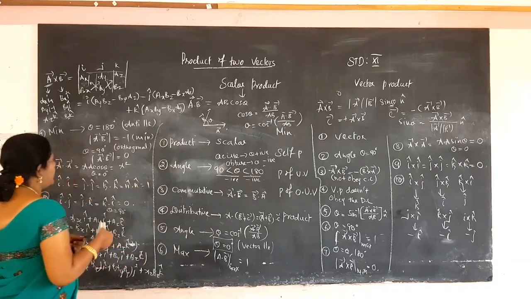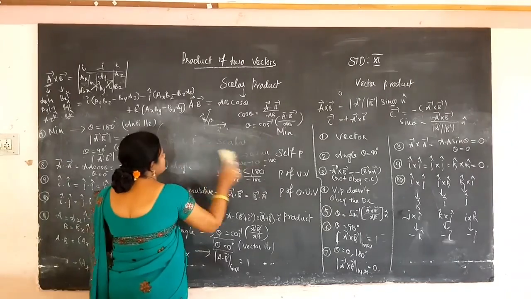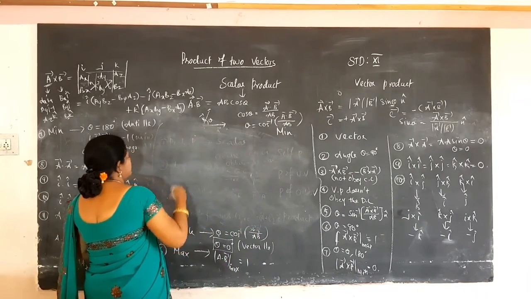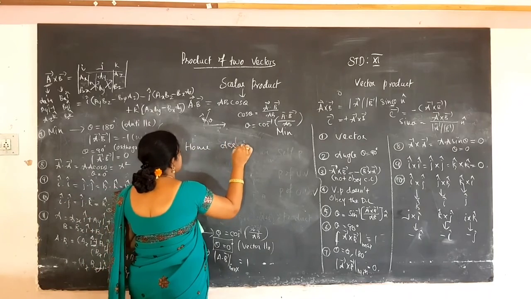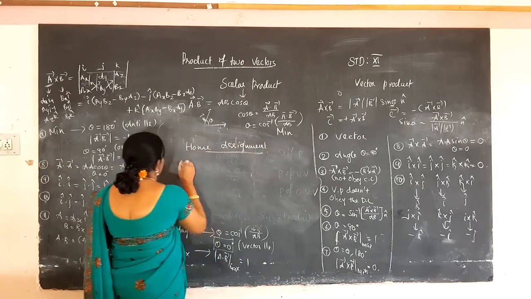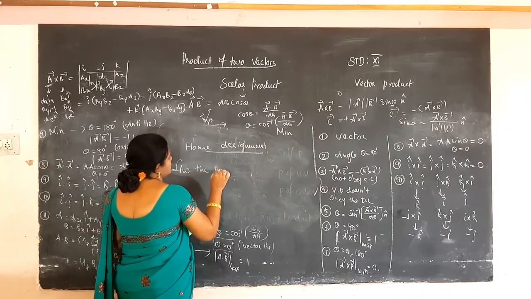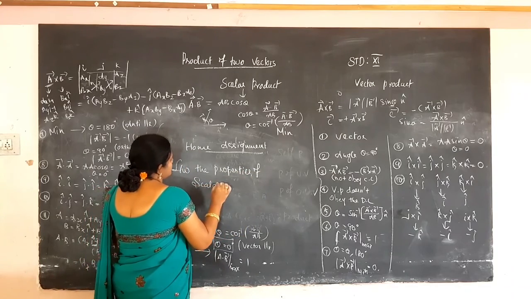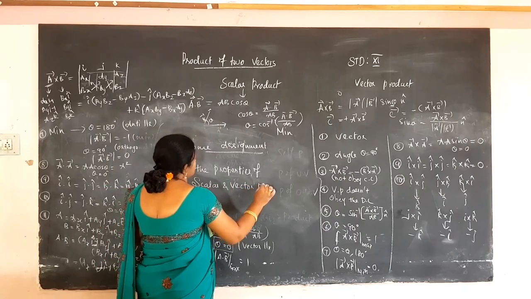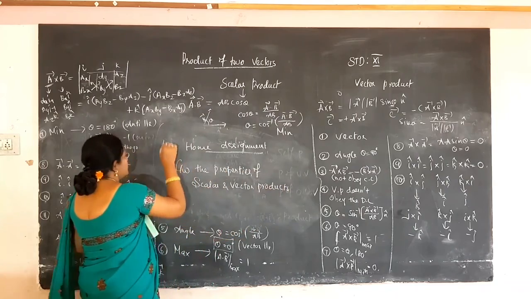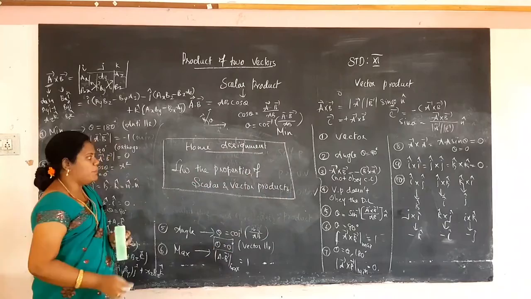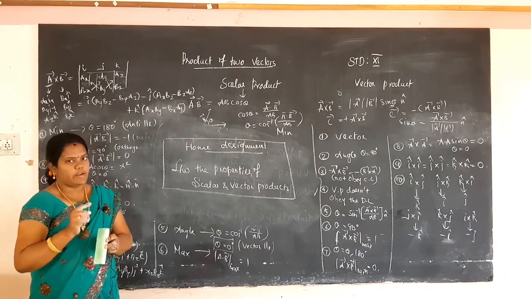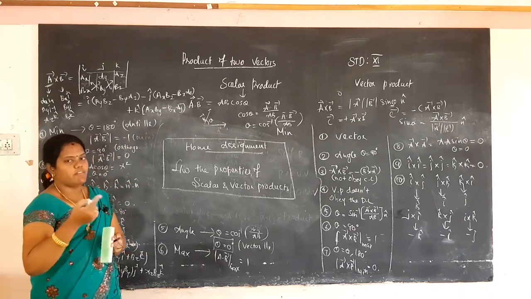Okay, then today's home assignment: learn and write the properties of scalar and vector products. Those are the 10 points, which you have to learn thoroughly and then write. First learn the definitions of the scalar product and vector product, and then the 10 points.